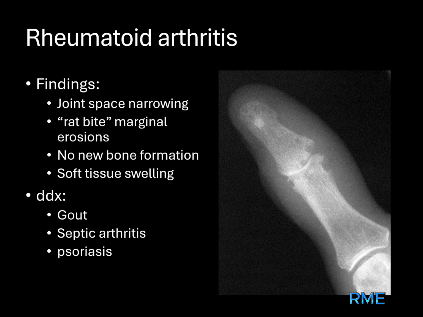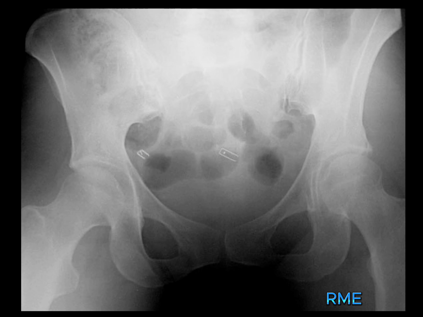Differential diagnoses include gout, which typically has more punched-out erosions and tophi, septic arthritis, which would present acutely with severe pain and infection signs, and psoriasis, which may have pencil-in-cup deformities. To further evaluate, additional imaging such as MRI or ultrasound can help assess the extent of joint involvement and guide management. Management involves anti-inflammatory medications, disease-modifying anti-rheumatic drugs, DMARDs, and biologic agents. Let's move to the next case.